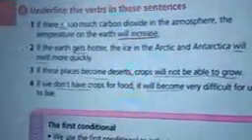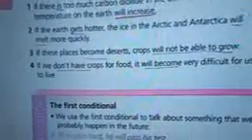Now, lesson 2. Underline the verbs in these sentences. How to classify the verb in these sentences. If there is too much carbon dioxide in the atmosphere, the temperature of the earth will increase. Here we have two verbs, is and will increase. Number 2, if the earth gets hotter, the ice in the Arctic and Antarctica will melt more quickly. Here, gets and will melt. Try to focus that our sentence is divided into two parts: present simple and the modal verb with will or won't, plus verb infinitive. Number 3, if these places become deserts, crops will not be able to grow.